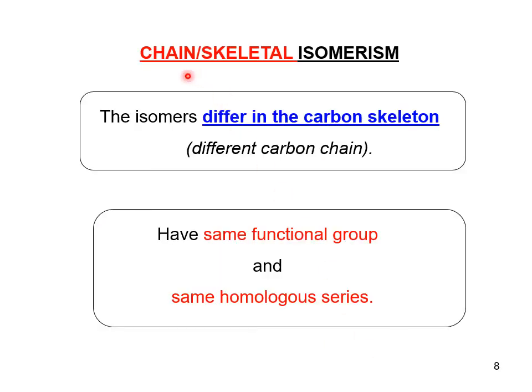First one, chain or skeletal isomer. The isomers differ in the carbon skeleton. Different carbon chain, but they have the same functional group and the same homologous series. I want to emphasize that when we identify isomers, we are going to differentiate between two structures in a pair, like just now, the spot the difference with two diagrams.